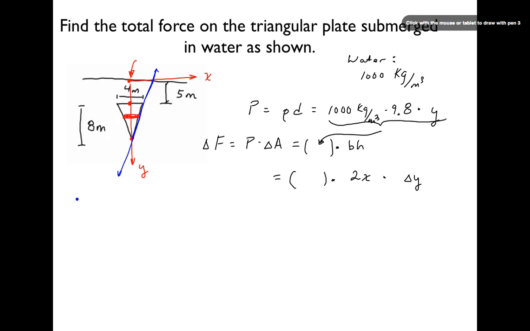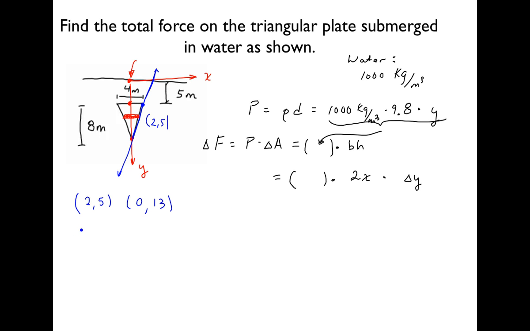So when x is 2, y is 5. See that? When x is 2, y is 5. And when x is 0, y is 13. Those are our two points, (2, 5) and (0, 13). They define this edge of this plate, that blue line.